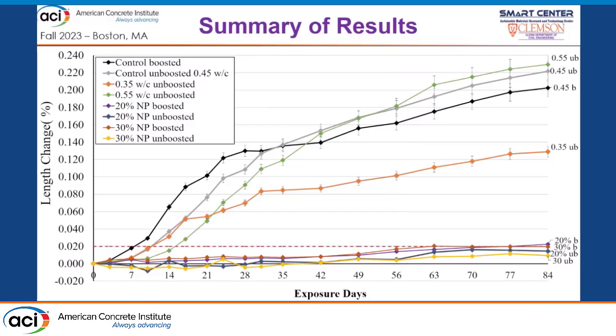So sort of a summary of all of these put together, you'll see that the natural pozzolans at 20 and 30%, especially the 30% ones, are significantly lower. Whether they're boosted, unboosted, doesn't matter. You're able to capture some of these trends in expansion.